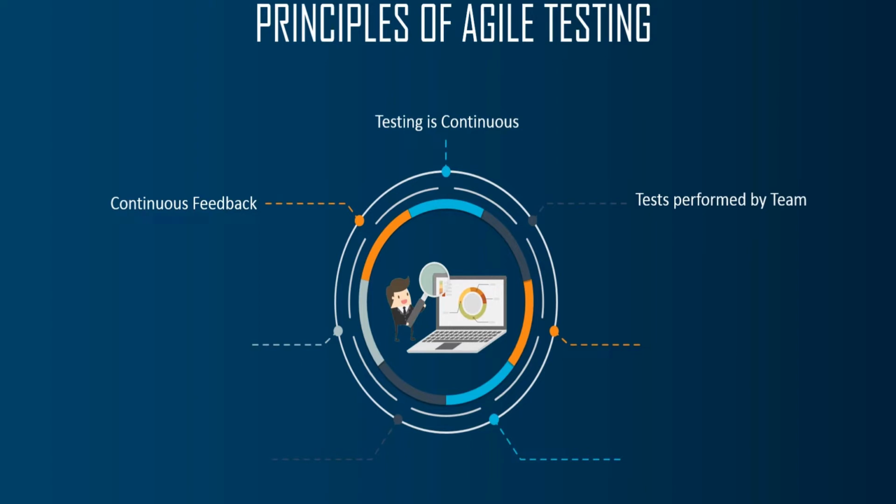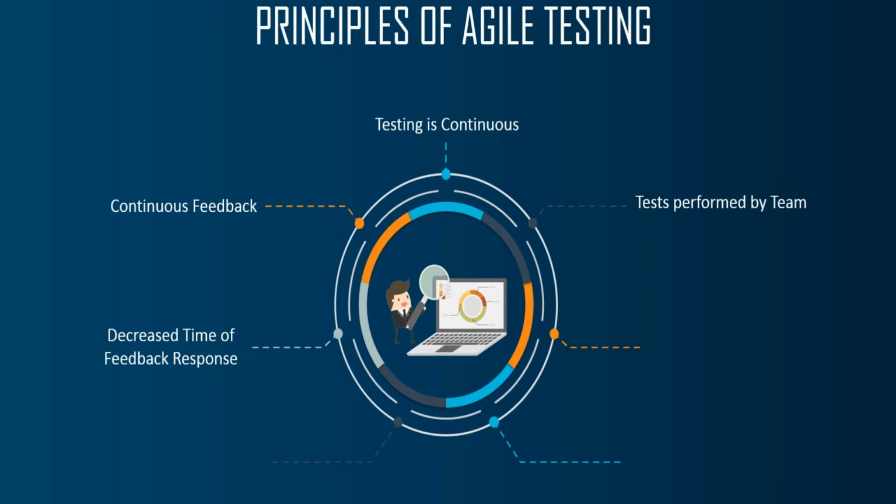In the software development lifecycle, only the test team is responsible for testing. But in Agile testing, the developers and the business analysts also test the application. Decrease the time of feedback response. The business team is involved in each iteration in Agile testing, so continuous feedback reduces the time of feedback response. Simplified code. The defects raised by the Agile team are fixed in the same iteration. This helps in keeping the code clean and simplified.